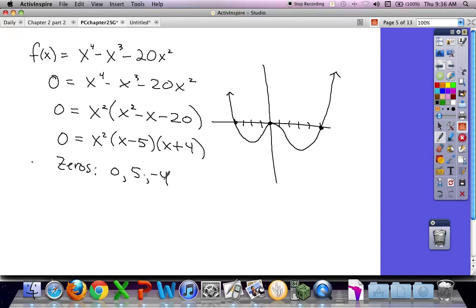Right? So these are there once, so it goes right through the x-axis at those. But this is here twice, which means it will not change sign. It will not change sign when it goes through that point. It's going to stay on the same side of the x-axis.